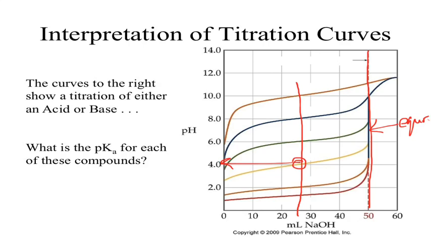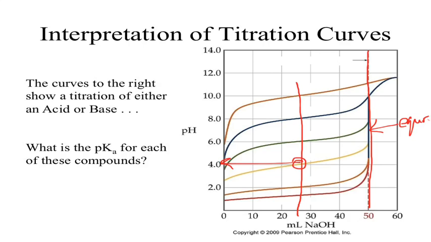Yes? Why do we consider, say, line 50 the equivalence point? Does equivalence mean that they're both equal to each other? It's when the amount of base added equals the amount of acid that you started with. So in this case, they had equal concentrations of everything, and so they all came out at the same value.